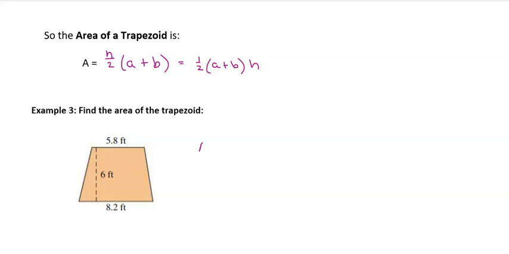Okay, so the area of this is going to be the height divided by 2 times A plus B. So that's the one I'm going to be using. So we've got 6 is the height divided by 2 times 5.8 plus 8.2. And so we get 6 divided by 2 is 3.